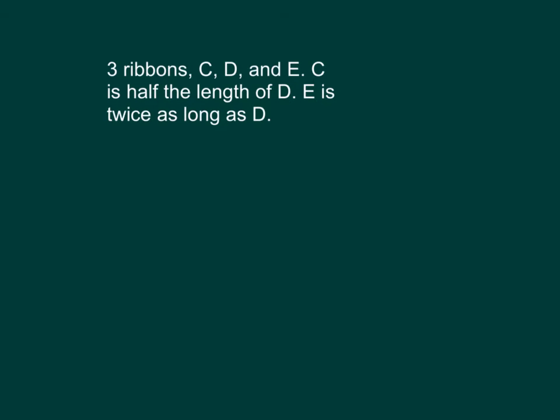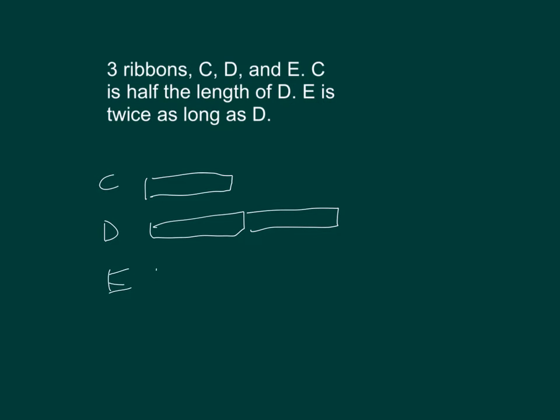Here we have 3 ribbons, C, D, and E. C is half the length of D. E is twice as long as D. Let's start with C being half the length of D. There's C, and D is twice as long because half of D is equal to C. E is twice as long as D. There. E now is twice as long as D.